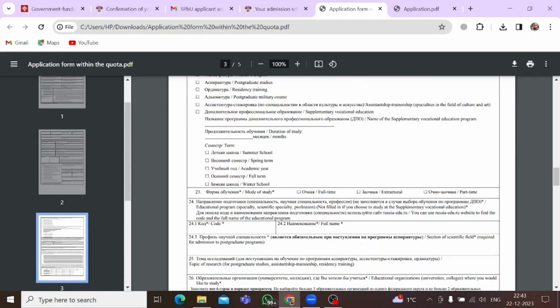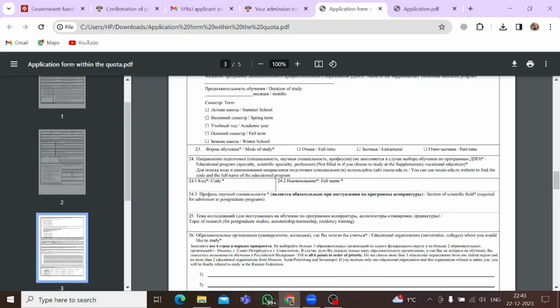So, mode of study: you're going to study full-time, part-time, or extramural. If you take full-time. Now, the next is the code and the name of the course which you're going to study. All courses have their codes and their full names.